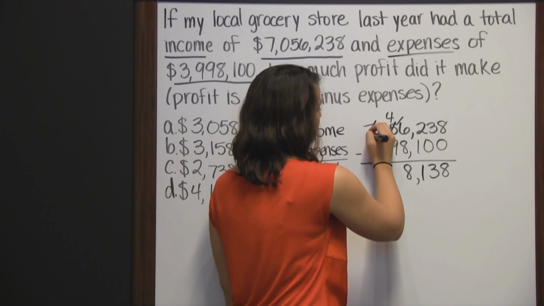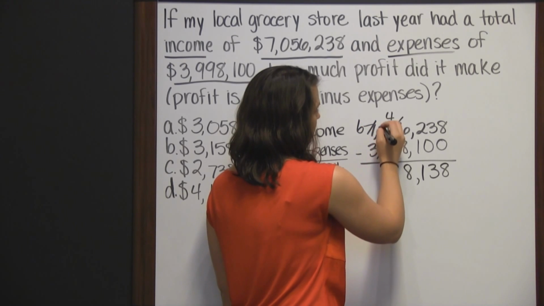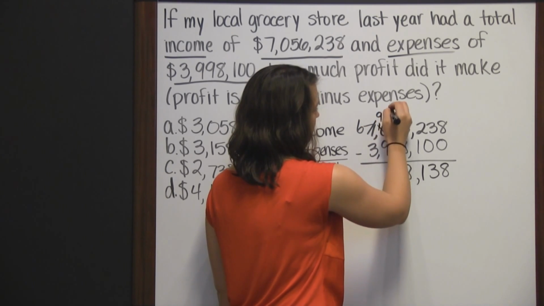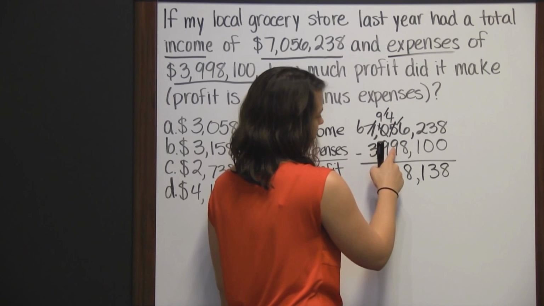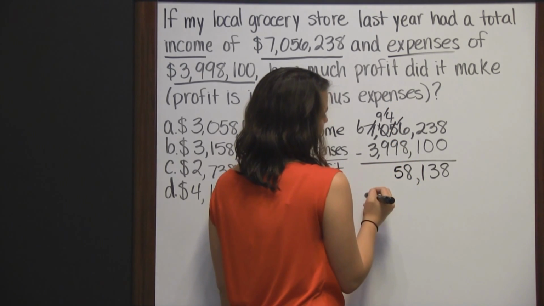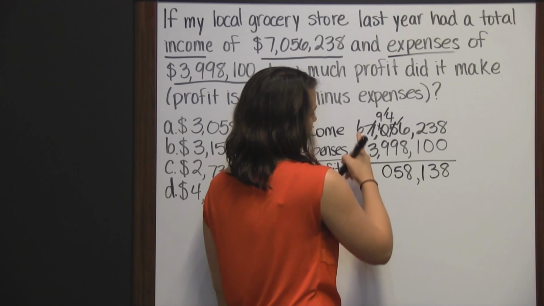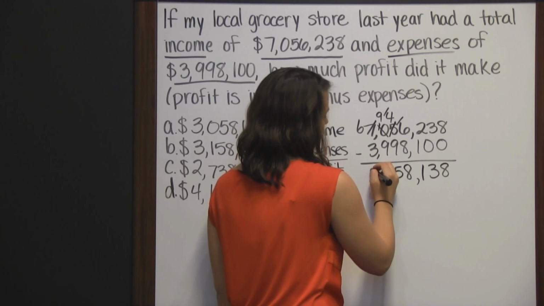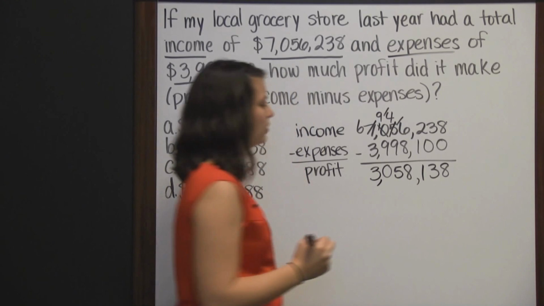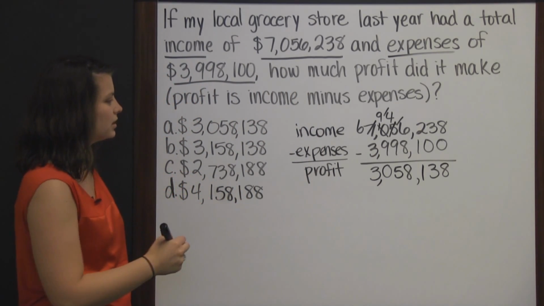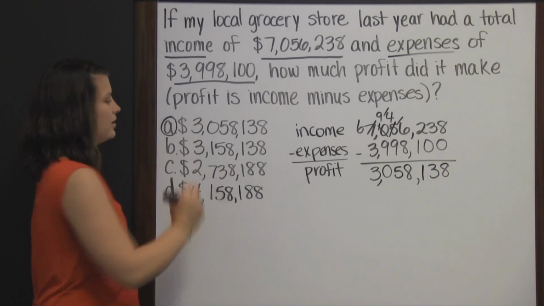So I'm going to borrow from the 7. It becomes a 6. And this is a 10. But I borrow from it. It becomes a 9. So I have 14 minus 9, which is 5. 9 minus 9 is 0. And 6 minus 3 is 3. So $3,058,138, which would be answer A.